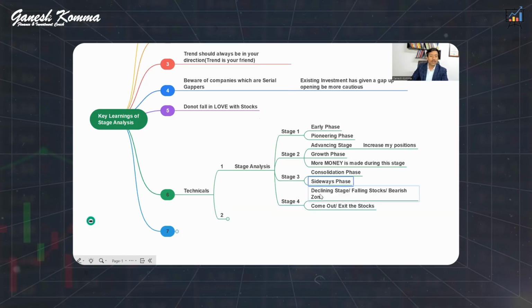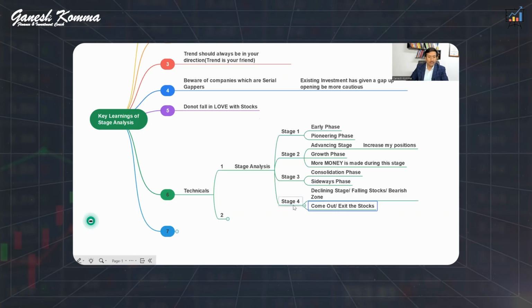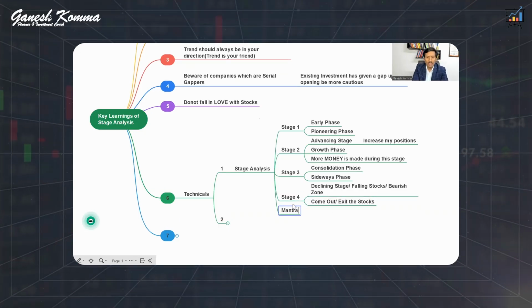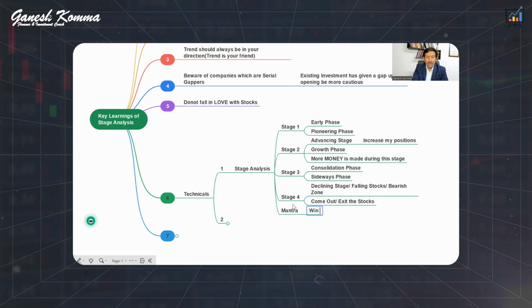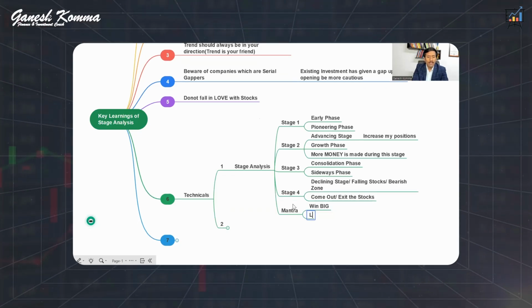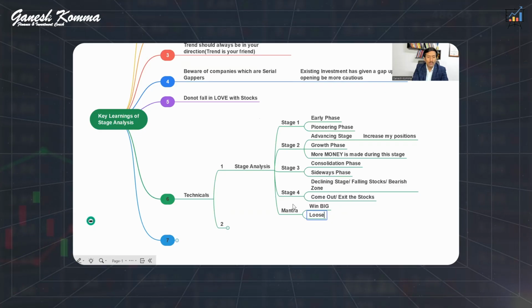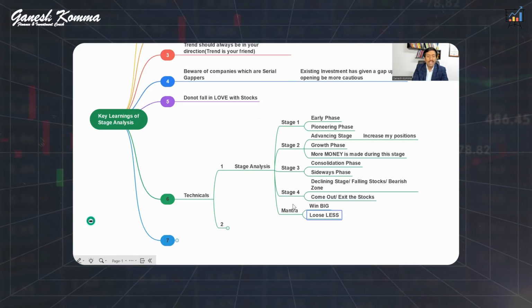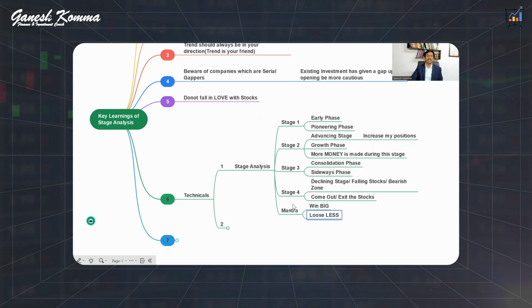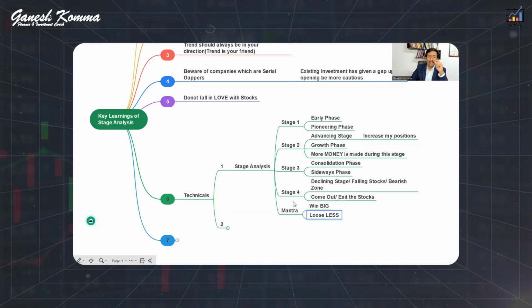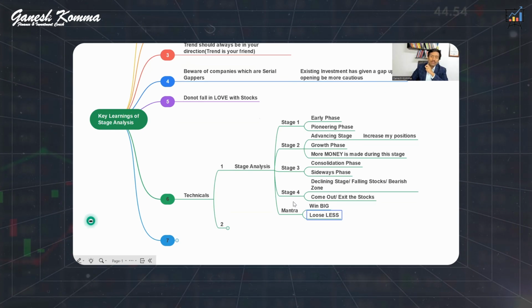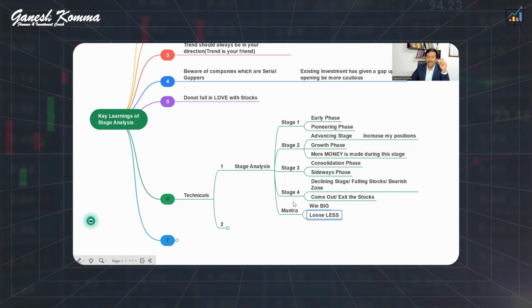And stage 4 is the declining phase. Falling stocks, bearish zone. We come out of it as early as possible. And what did I tell you? The mantra is win big, and if you are losing, lose less. Win big, lose less. So it's okay if you have taken a wrong trade, try to get out of it ASAP, as soon as possible.